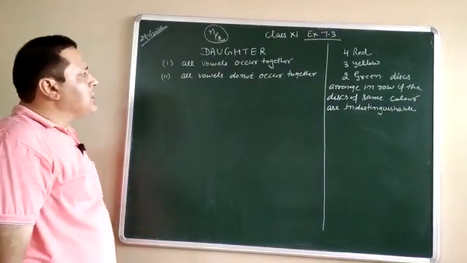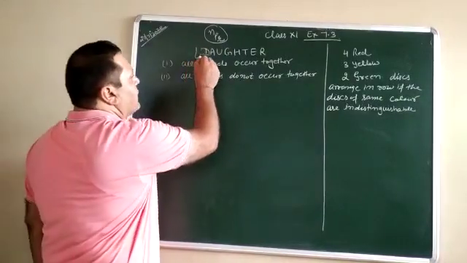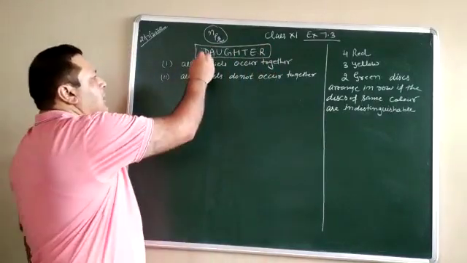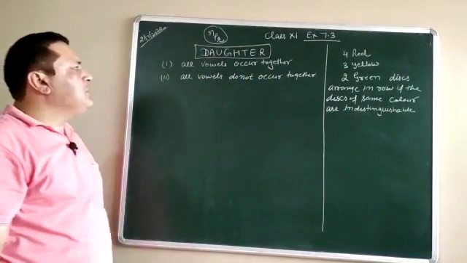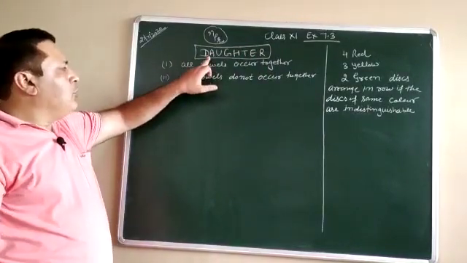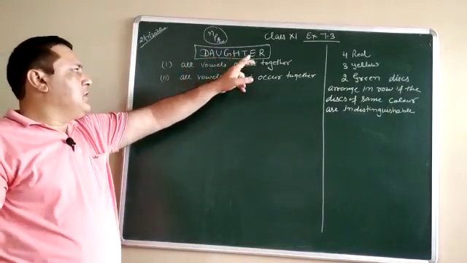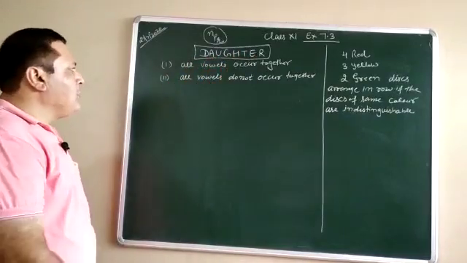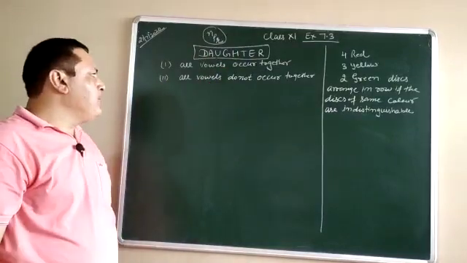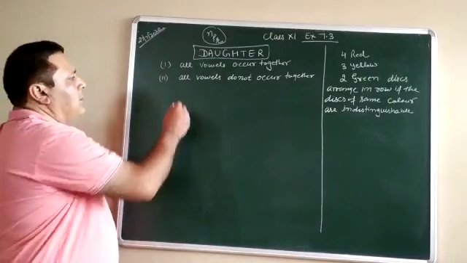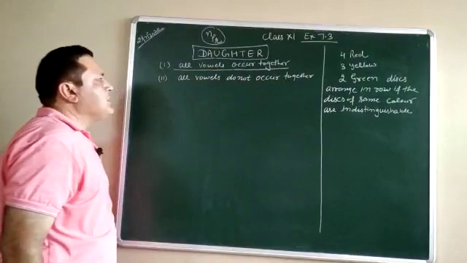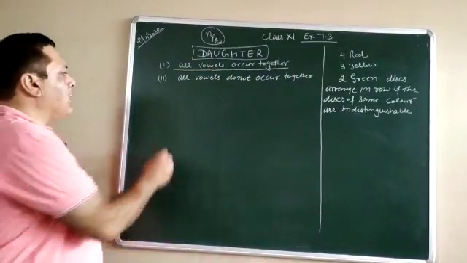Now the first word is given to you. The word is daughter. If you see the spelling of daughter, D-A-U-G-H-T-E-R, this word has no repetition. Now find the number of arrangements of this word daughter. The first condition is that all vowels occur together.